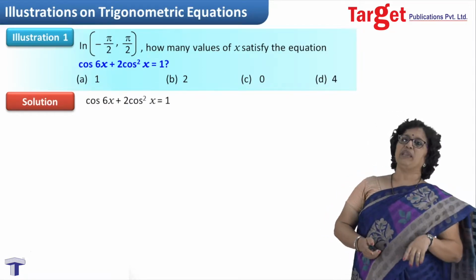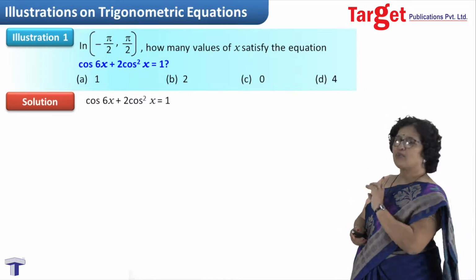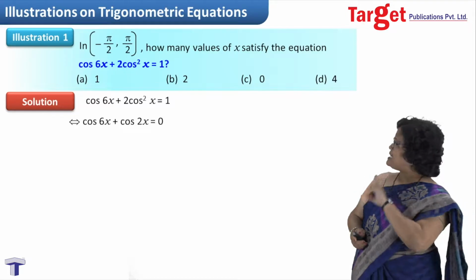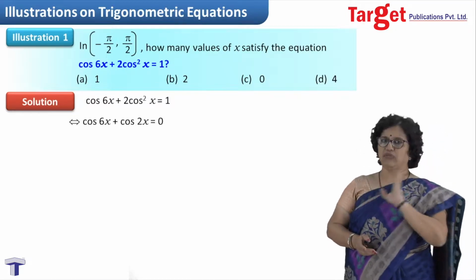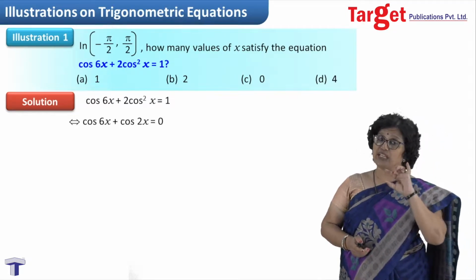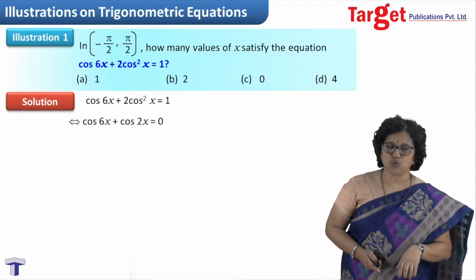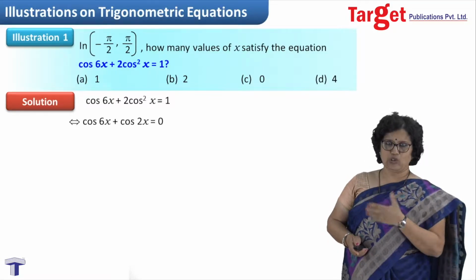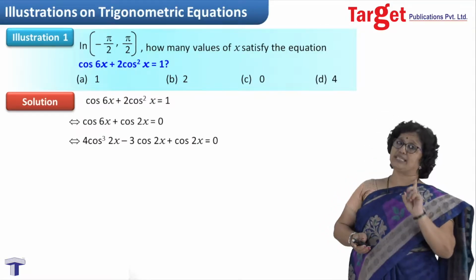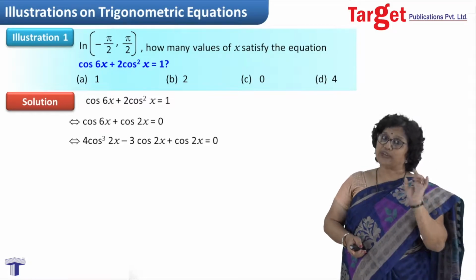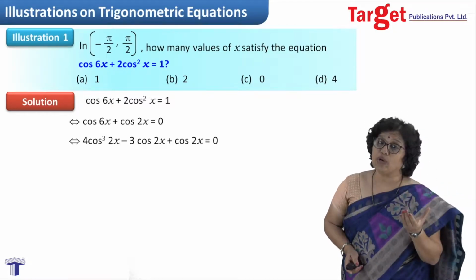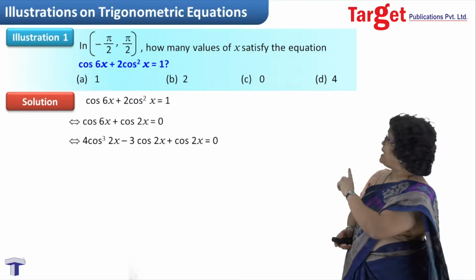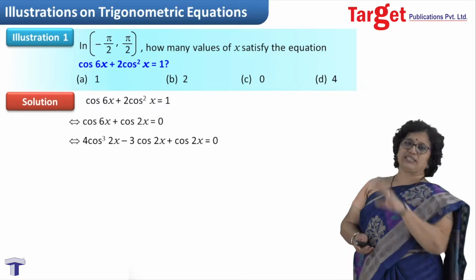So let me start. I write cos 6x plus 2 cos square x equal to 1, the standard given equation with which I start. And I write it as cos 6x plus cos 2x equal to 0, like 2 cos square x minus 1 I have taken and I replace that by cos 2x. Now at this stage, if you wish, you can use the cos C plus cos D formula also. Or you can write cos 6x as cos of 3 times 2x and use the formula of cos 3 theta. And that leads to 4 cos cube 2x minus 3 cos 2x plus cos 2x equal to 0.